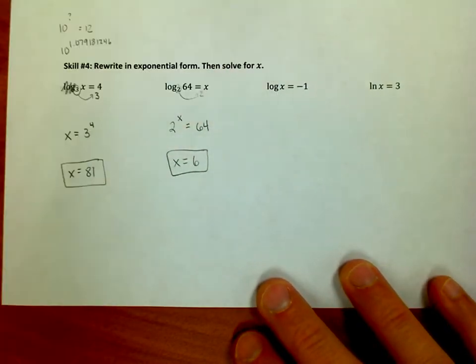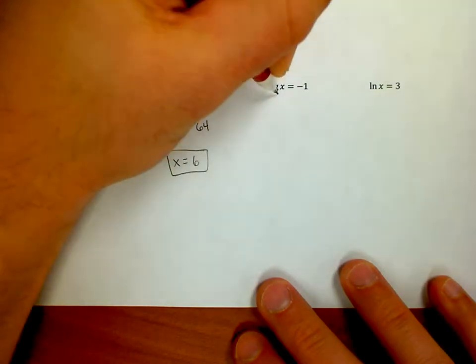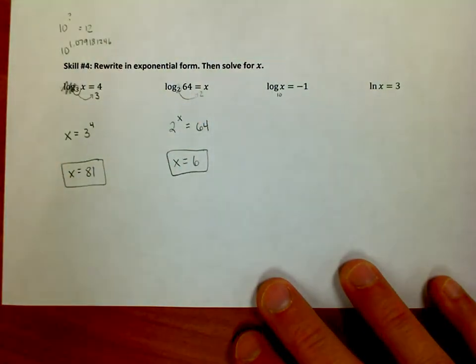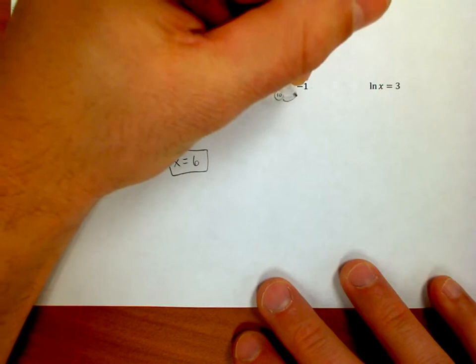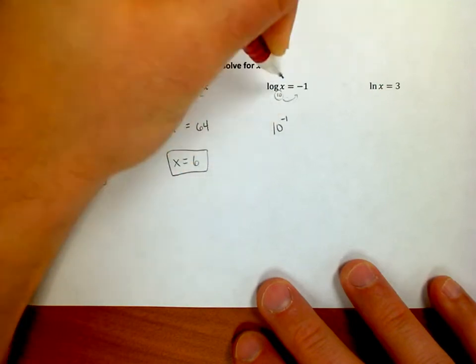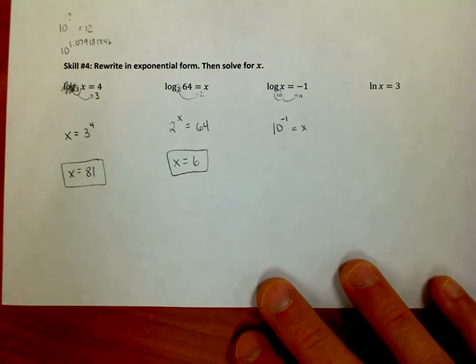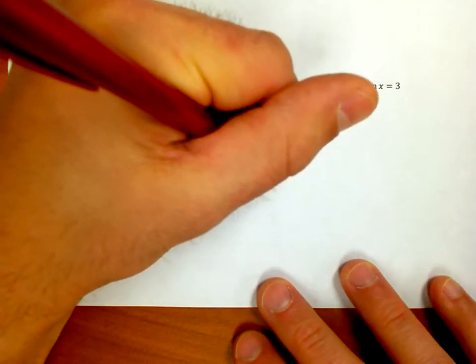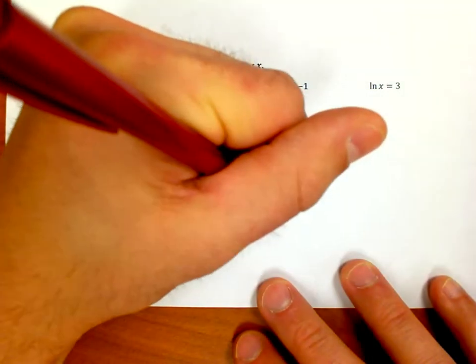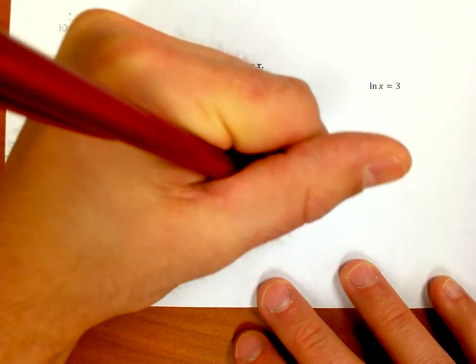Okay, how about this? It's not written, so it's assumed that it's a 10 because it's log. And so whenever I swing this over, I can say that 10 to the negative 1 power gives me x. X is 10 to the negative 1, which is 1 over 10 to the positive 1. So x is just 1/10, or 0.1.